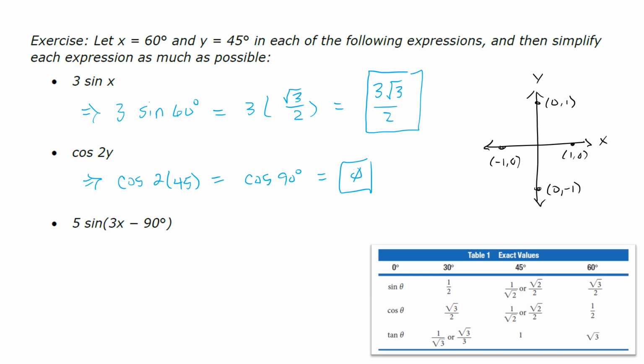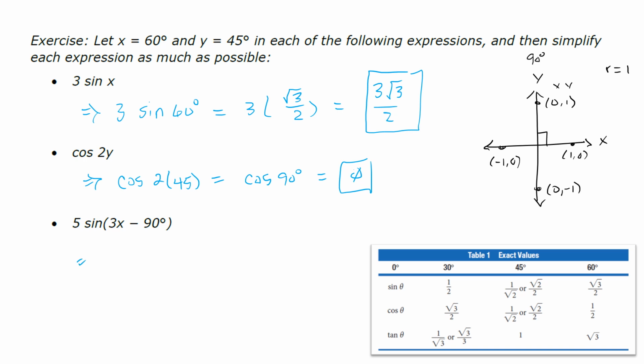Okay, so if we were to look at 90 degrees, which would be right here on the y-axis, this would be our x and our y, and cosine is going to be our x over our r. So that would be 0 over 1, because r is 1 here, and 0 over 1 is just 0.